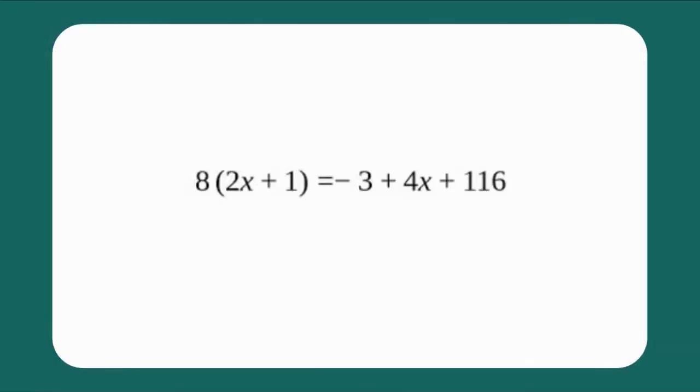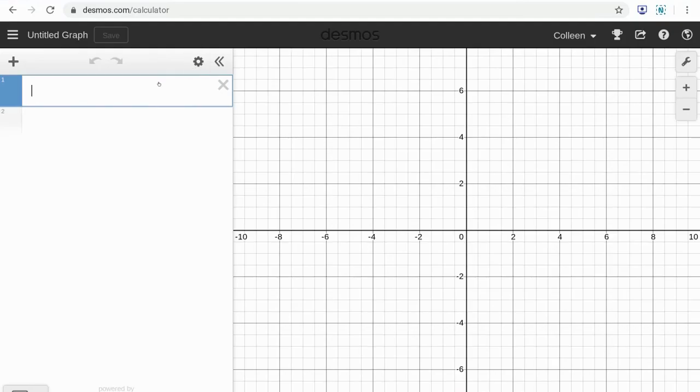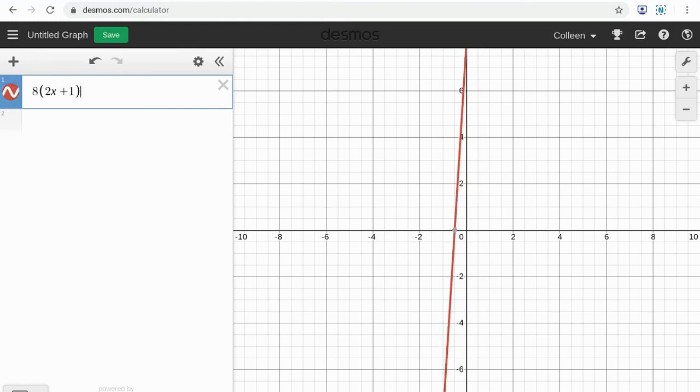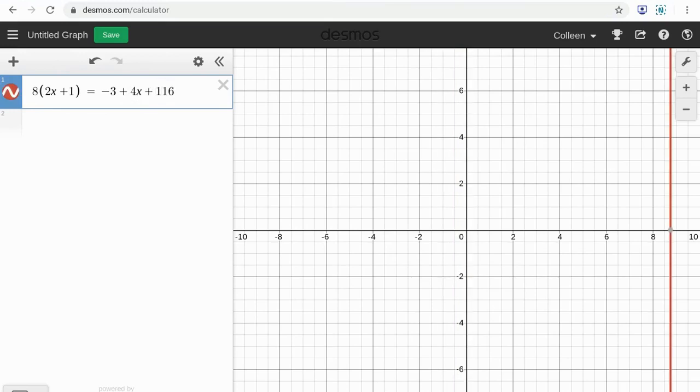So here is the equation that we have to solve, and we are going to use Desmos in order to be able to do that. All right, so in order to be able to solve an equation using Desmos, we obviously need to be in the graphing calculator part of Desmos. And I'll just enter in the equation that we have here. We had 8 times (2x plus 1) is equal to negative 3 plus 4x plus 116.